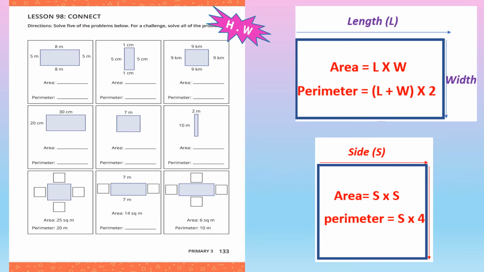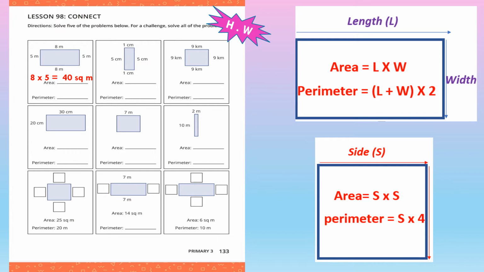Let's solve number 1. We have here a rectangle. Its length is 8 meters and its width is 5 meters. The area of a rectangle equals length times width. So 8 times 5 equals 40 square meters. Don't forget the unit, square meter.